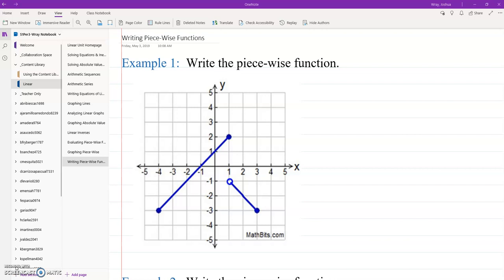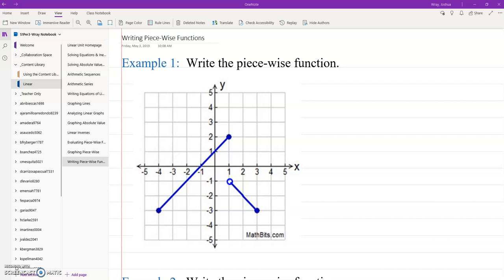So just quick recap, we did a lesson on evaluating piecewise functions. We broke it into two videos. We did a lesson on graphing piecewise functions. We broke that one lesson into two videos. And then we'll just do one video on writing piecewise functions here.